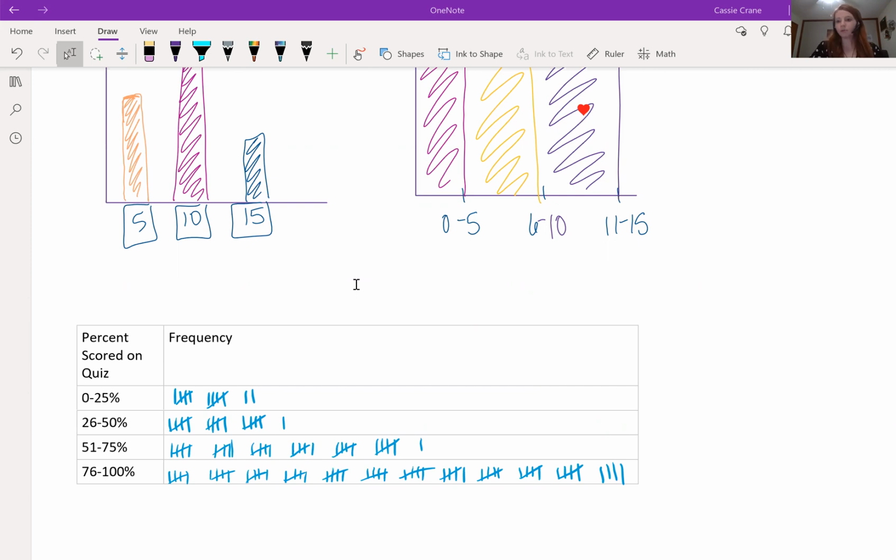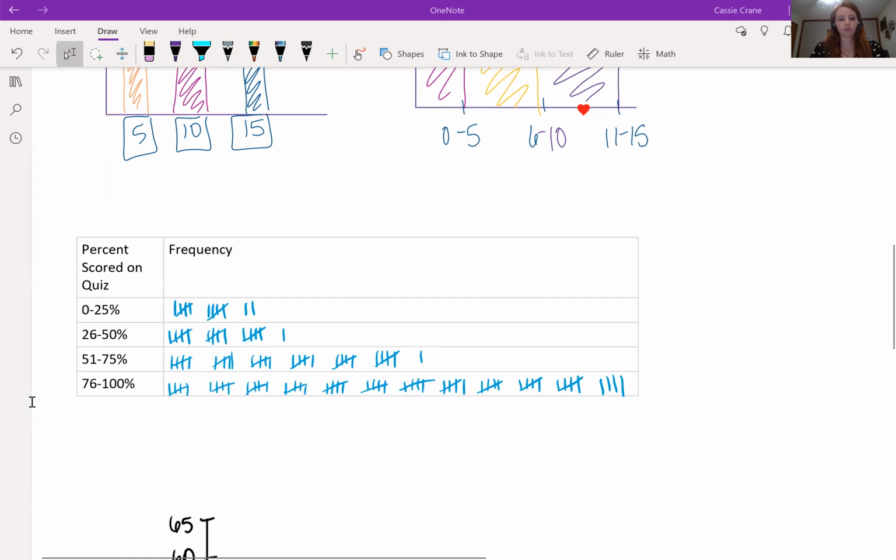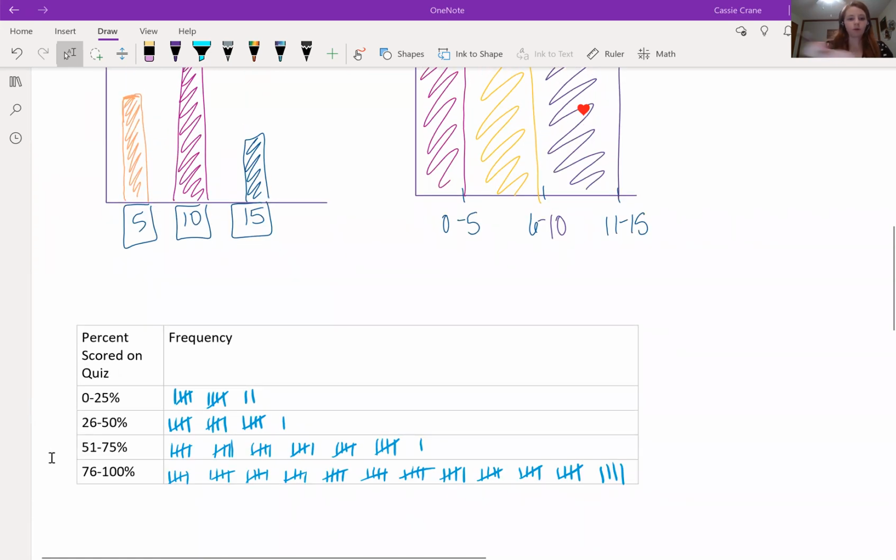So what I did was I went into the grade book and I looked at everybody that had taken the quiz from that lesson. Not everybody's taken it, but everybody that has taken it, I tallied up their scores. So I put some interval ranges for scores here. See how my first column is percent scored on the quiz, and then my frequency out beside it. So I have 4 intervals. First one is 0 to 25%. Second interval is 26 to 50%, then 51 to 75%, and then 76 to 100%.